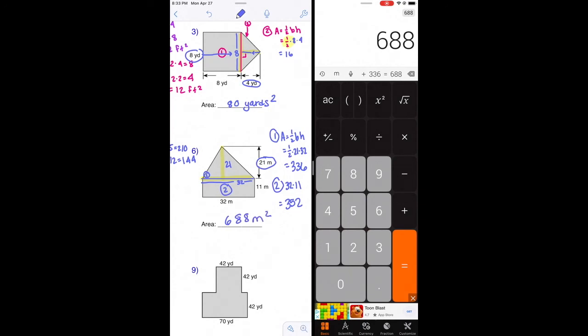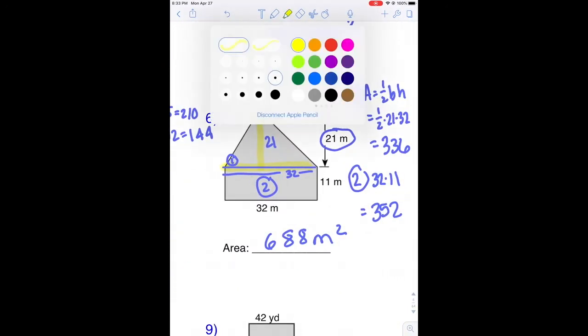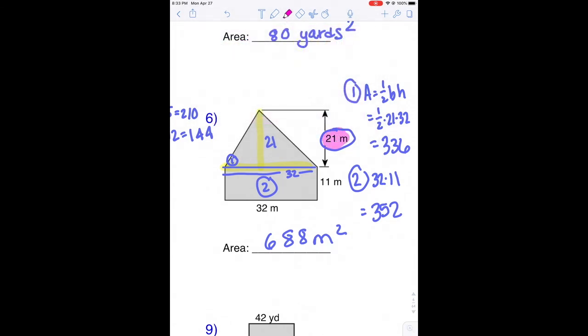So for these triangles, let me clear this out of the way. For these triangles, you're basically looking for the number off to the side and the number that's matched up with the bottom of the triangle. That's usually how these are going to work. Those would be the two numbers for the triangle.